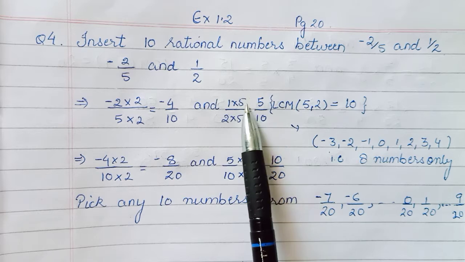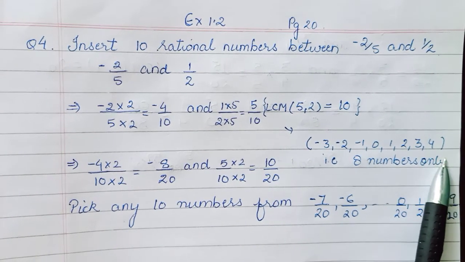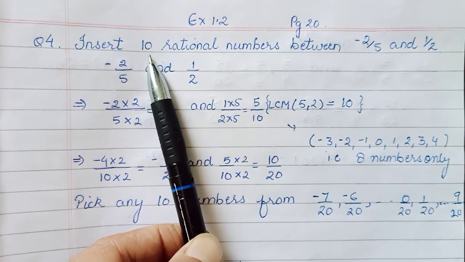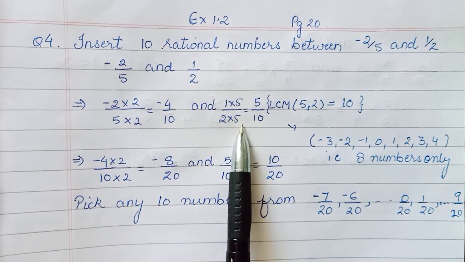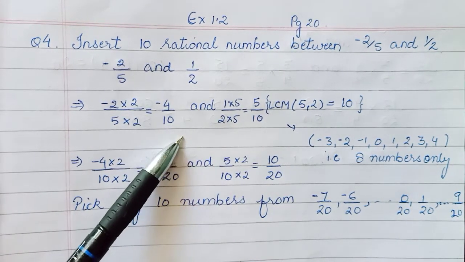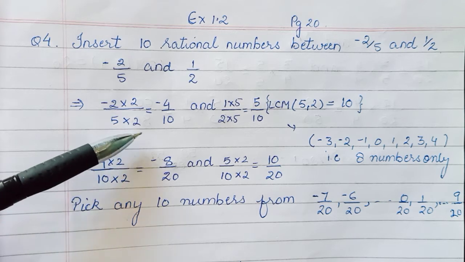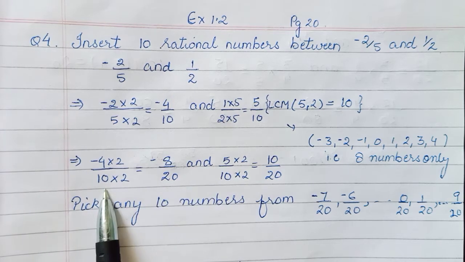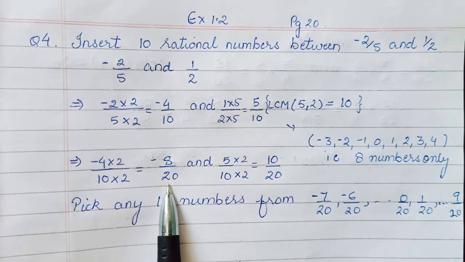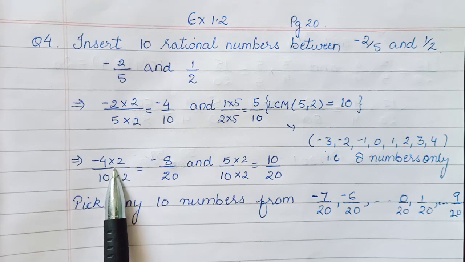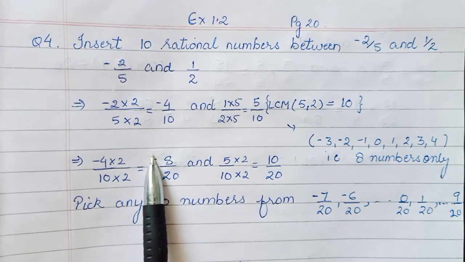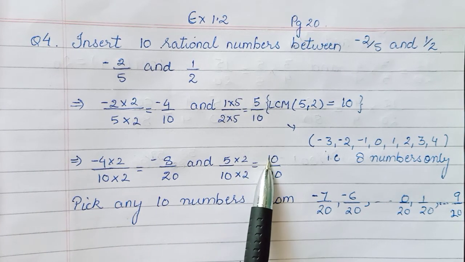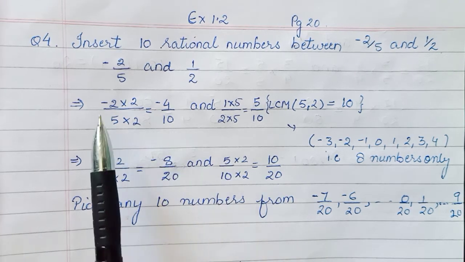Now between minus 4 and 5 we have so many numbers, but they are 8 in number, whereas we were supposed to introduce 10 rational numbers. So our numbers are still not in a state where we can introduce 10 numbers, so we will make a higher equivalent rational number of this. I have multiplied both by 2, so instead of denominator 10, now I am making it 20. The first number, minus 4 by 10, multiplied by 2 and 2, becomes minus 8 upon 20. And the other one, 5 by 10, also multiplied by 2 by 2, becomes 10 upon 20. All of them are equivalent basically.